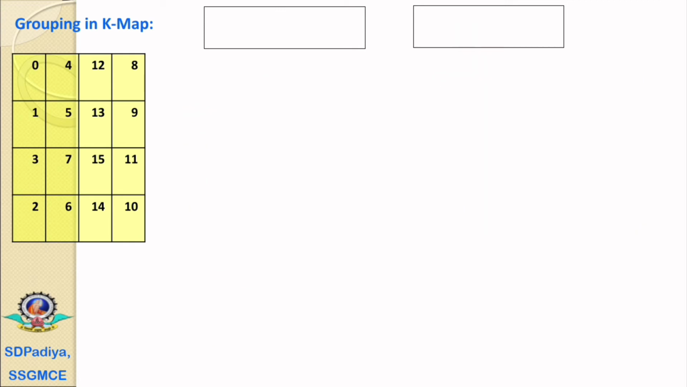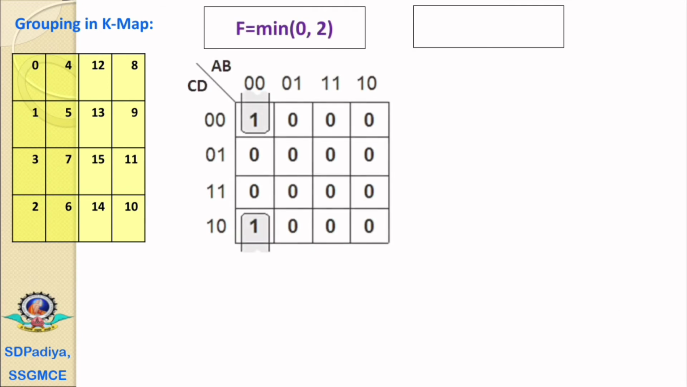We'll move to the next example, the function with the min terms 0, 2. Again we have constructed a K-map with 16 cells. For the cell with designation 0 and the cell with designation 2, we have entered 1, 1. The first belongs to the first row and the second belongs to the last row. Therefore, these two extreme rows are considered adjacent rows. We make a pair of these two variables.